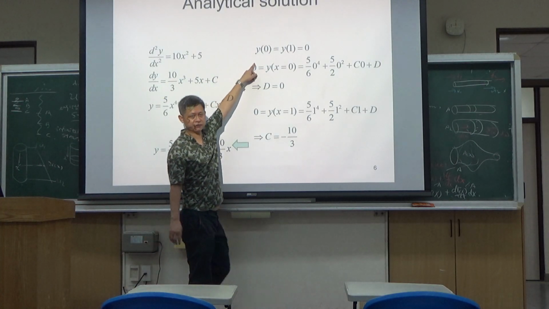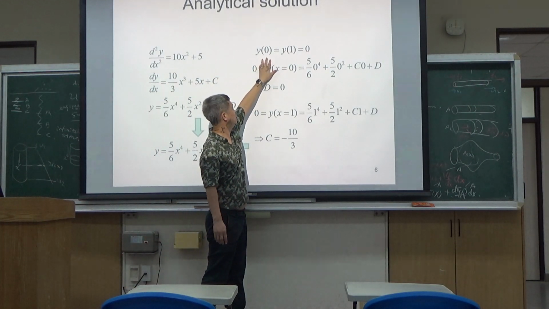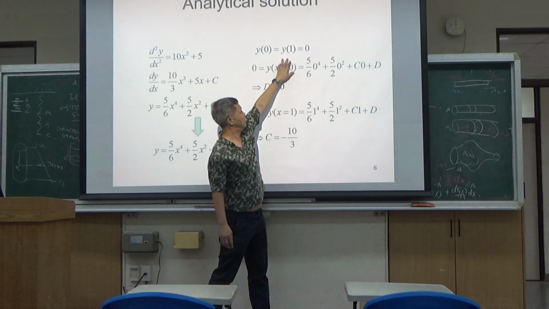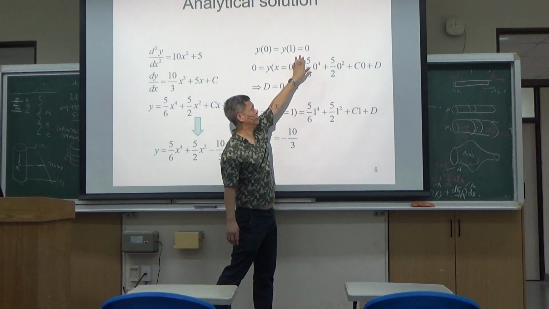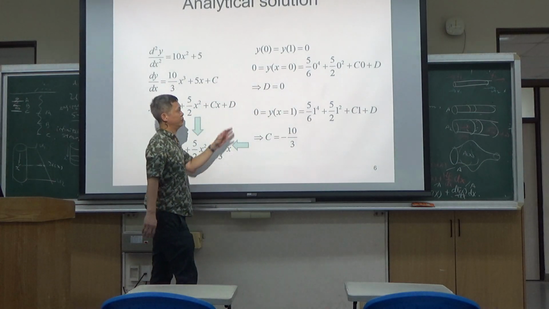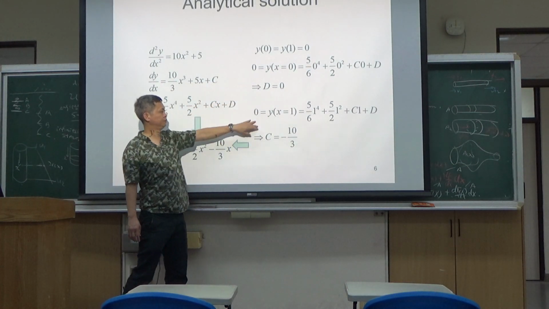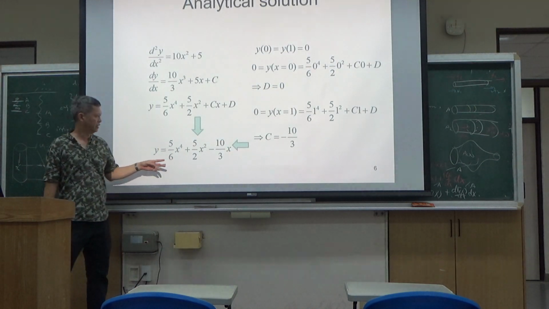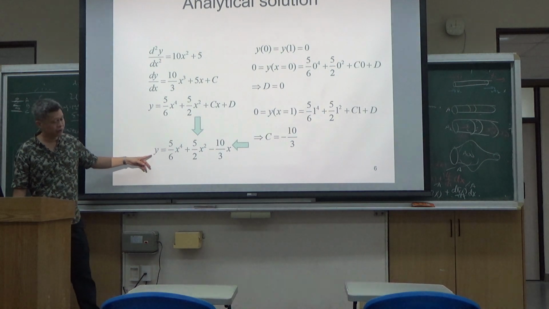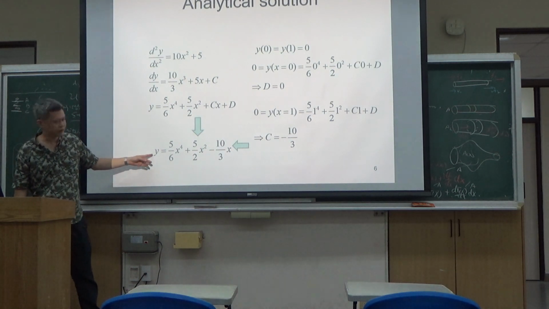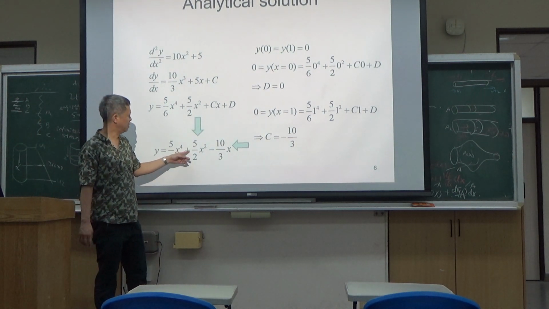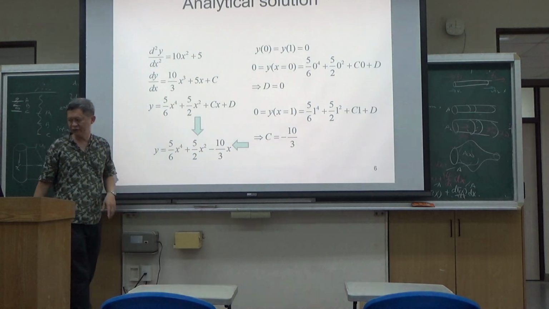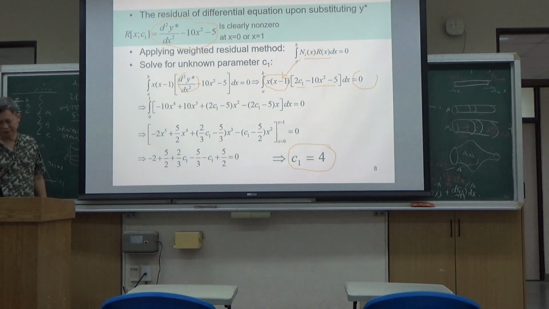You enforce the boundary conditions. As x equal to 0, y is 0. As x equal to L, and as x equal to 1, y is also 0. So upon doing the substitution here, you can find what is the C, what is the D. So eventually, you get the analytical solution for y, which is 5 over 6 times x to the power 4 plus 5 over 2 times x squared minus 10 over 3 x. So this is your analytical solution.